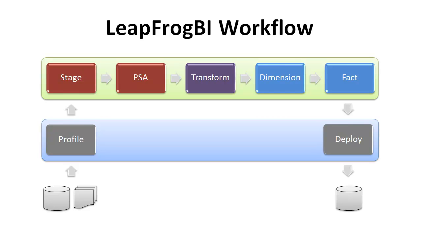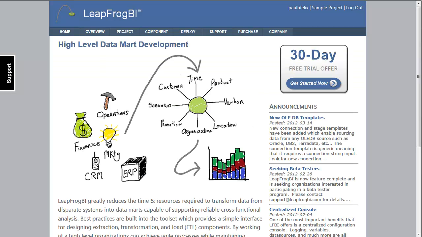My name is Paul Felix, and in this video we're going to be discussing the dimension component. Dimension components are exactly what the name implies. They're a component that creates dimension tables. They can be sourced from transform components or PSA components, and they are used by fact components. So the fact component will reference the dimension component, and that's what's going to get our foreign keys into our fact table. So let's switch over to our sample project and build one.